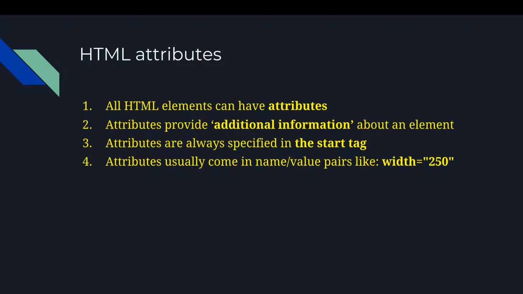But first of all, you need to understand all HTML elements can have attributes, and attributes provide additional information about the element. Attributes are always specified in the start tag, and attributes usually come in name and value pairs. Like in the example I provided, width is equal to 250 pixels. If you do not provide, for example, the unit with it, it still means, by default, HTML sizes are measured in pixels.